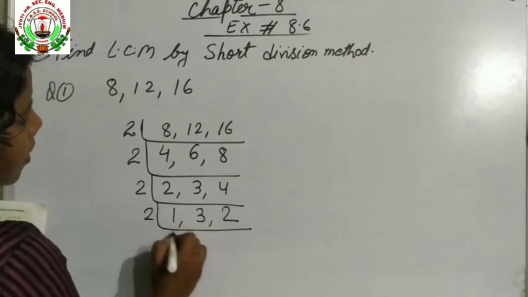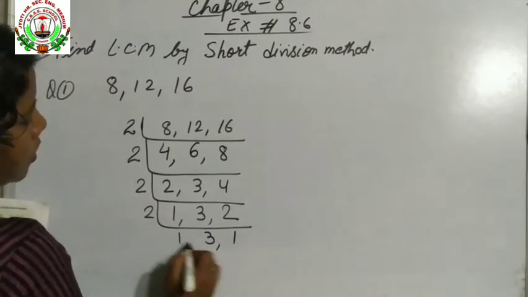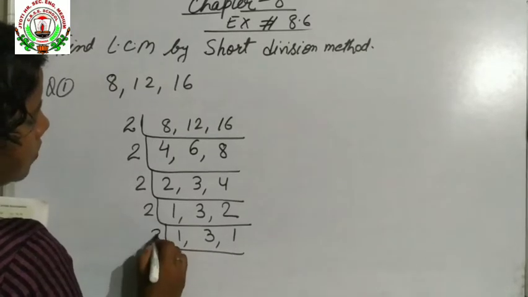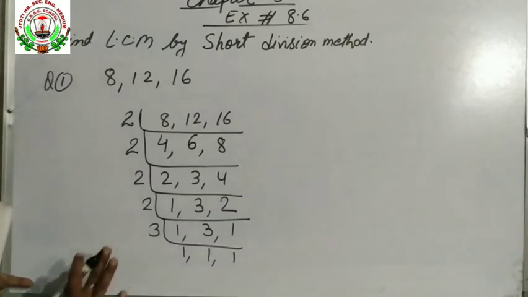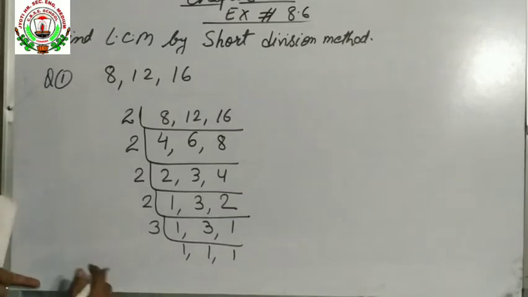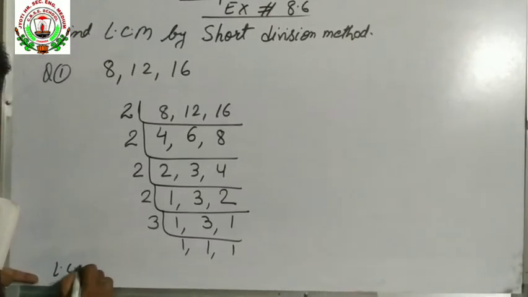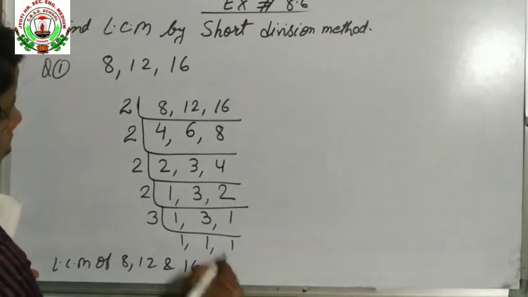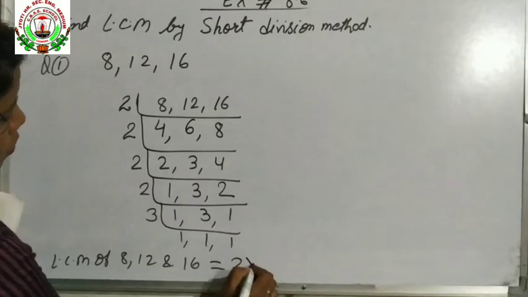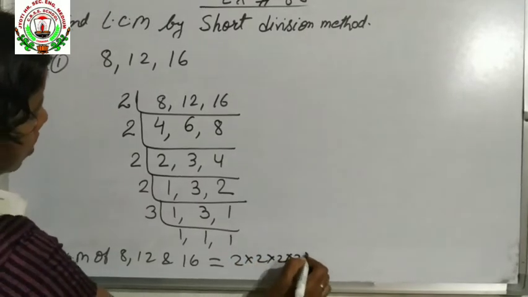Again 2 is divisible by 2, so 2 1s are 2. Now 3 is left, you will take 3 1s are 3. Understood? Now we will stop. Now you will write here the LCM of 8, 12 and 16 is 2 into 2 into 2 into 2 into 3.